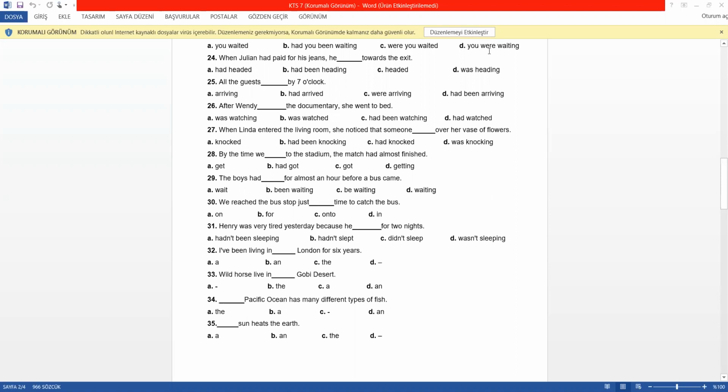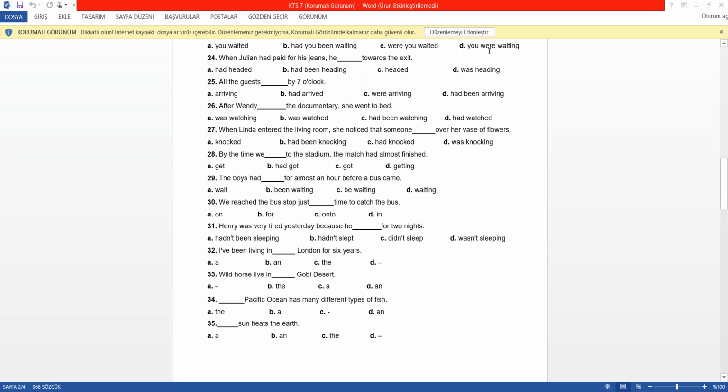In question 32, the relevant answer is D, because before cities we don't use any articles. In question 33, the relevant answer is B, because before the deserts we use the definite article the. In question 34, the relevant answer is A, the, because before the oceans we use the definite article.